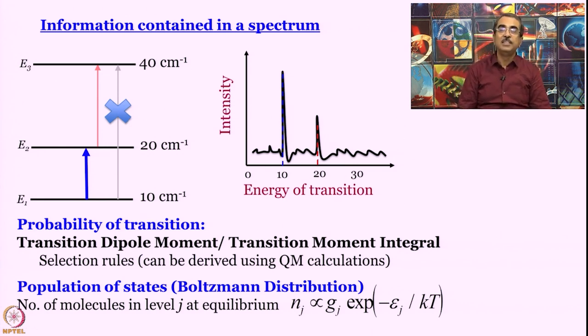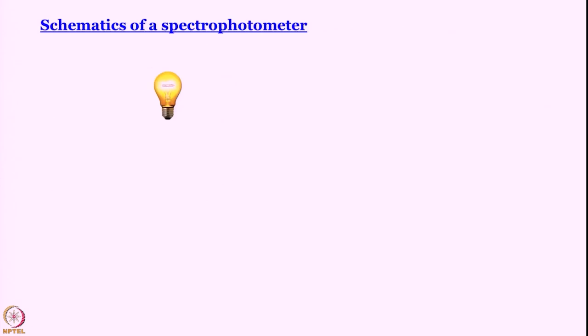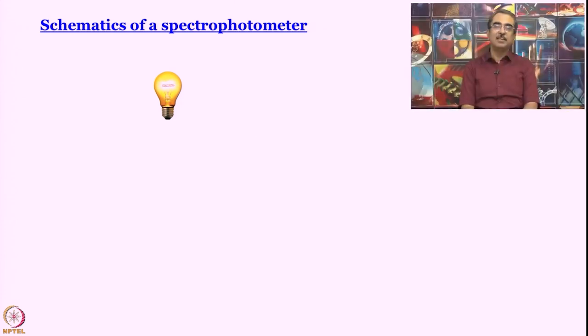What happens when you have degeneracy of more than 1? We will see when we talk about the microwave spectrum. Now, let me introduce you very, very briefly to the schematics of a spectrophotometer, and here I am talking about a UV visible spectrophotometer, an instrument on which you record the absorption spectrum. First of all, you have a light source. The light source does not really look like a bulb, this is just a schematic, remember. Most typically for UV-vis measurements, the light source is a combination of a deuterium lamp and a tungsten halogen lamp. The tungsten halogen lamp gives you light in the visible region, and the deuterium lamp gives you light in the ultraviolet region.